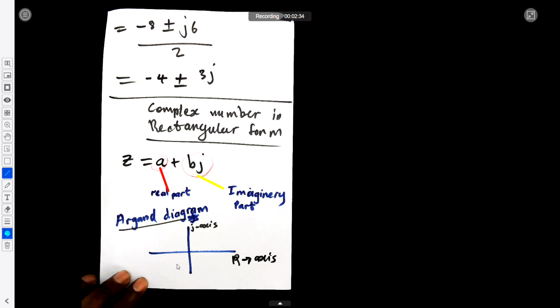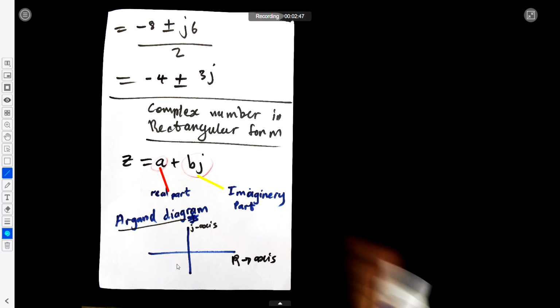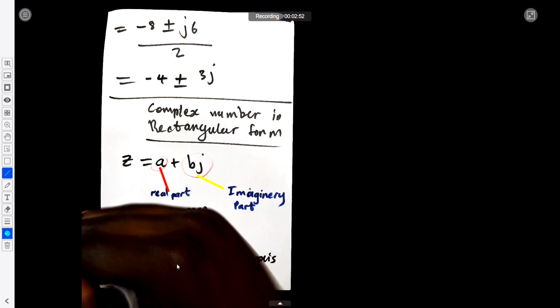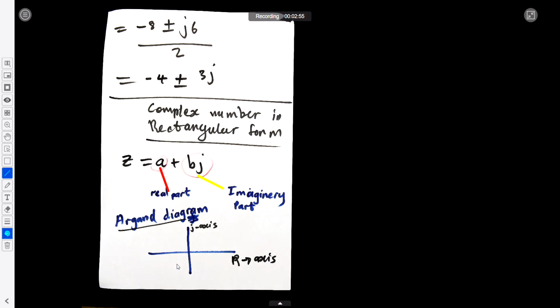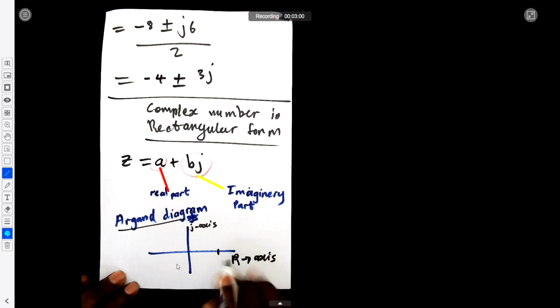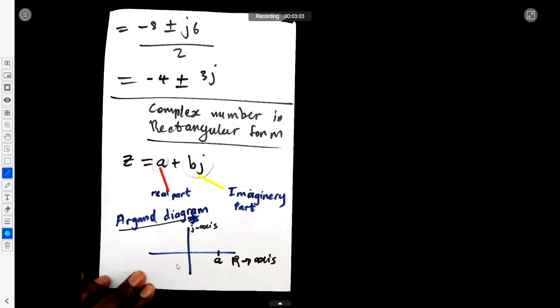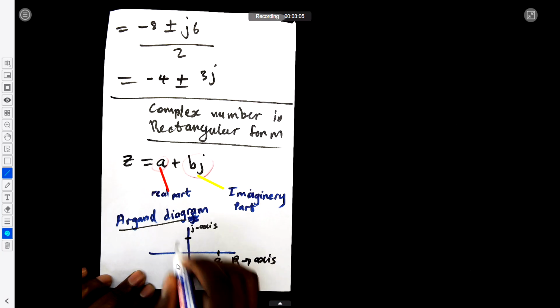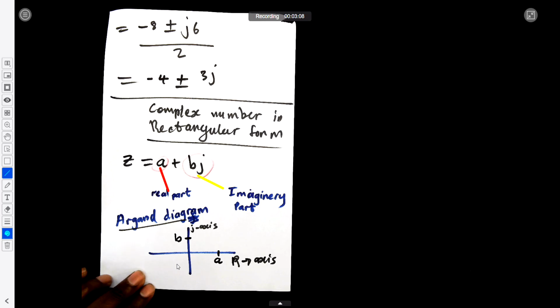Let's assume that a is a positive value. So we plot on the positive side, similar to the x and y axes that you know. On the x axis we plot the real values. On the y axis we plot the imaginary values, more especially the coefficient of j. So we move a units to the right, and let's say b here, that will be b, the coefficient of j, the imaginary part. It gives us the value there.